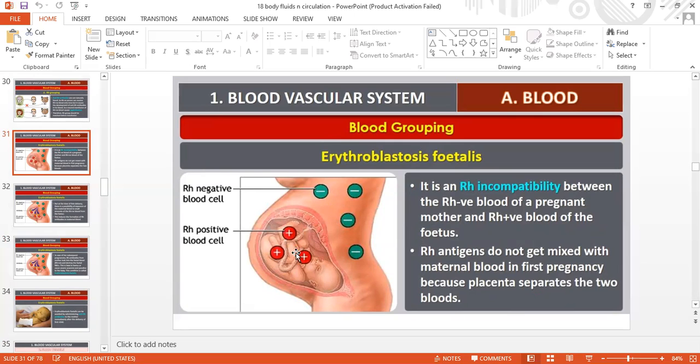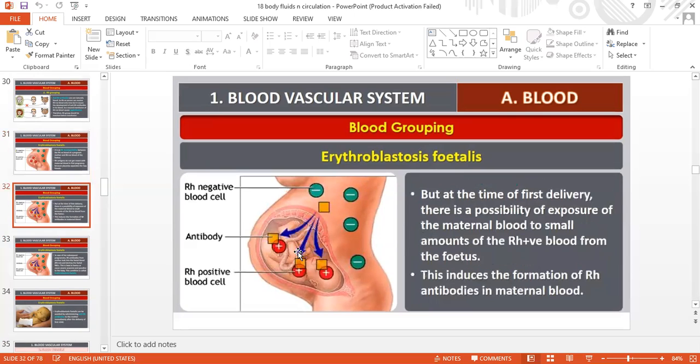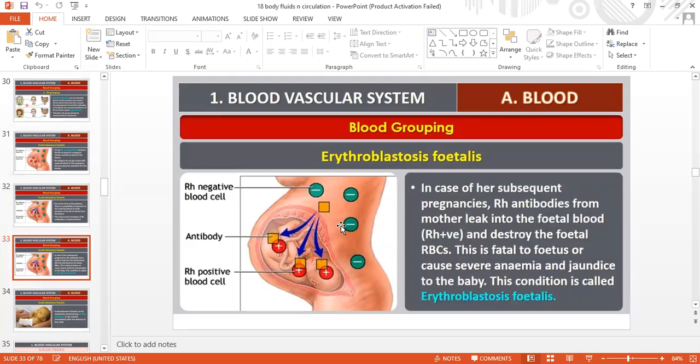So there is no mixing of the blood when the first baby is growing. But at the time of delivery, some of the Rh positive blood comes in contact with the mother's blood. Then what happens? The mother develops anti-Rh. So during the second pregnancy, this anti-Rh, these yellow color boxes, come in, and then the fetus blood undergoes agglutination and the fetus dies. This is known as erythroblastosis fetalis.